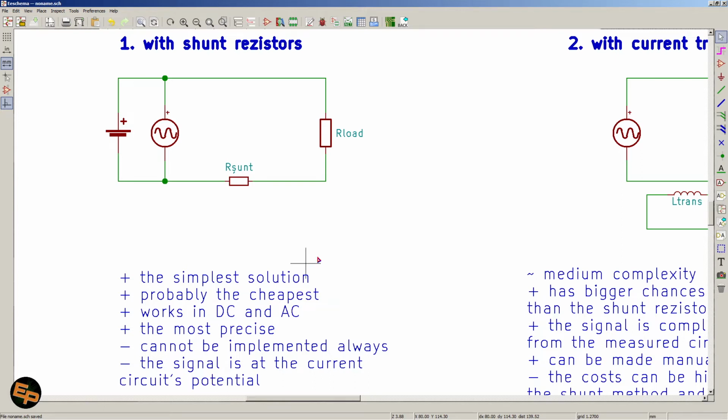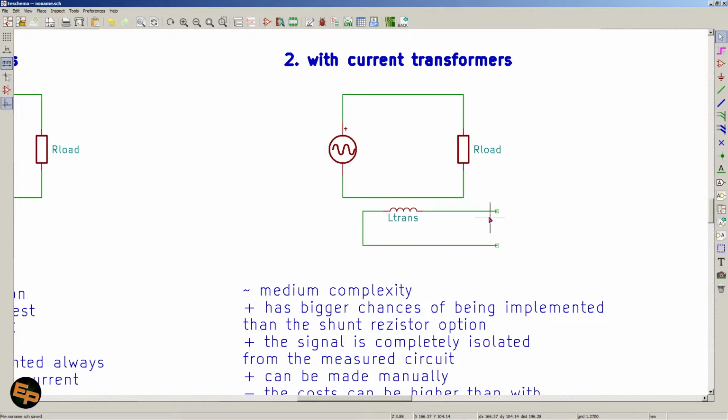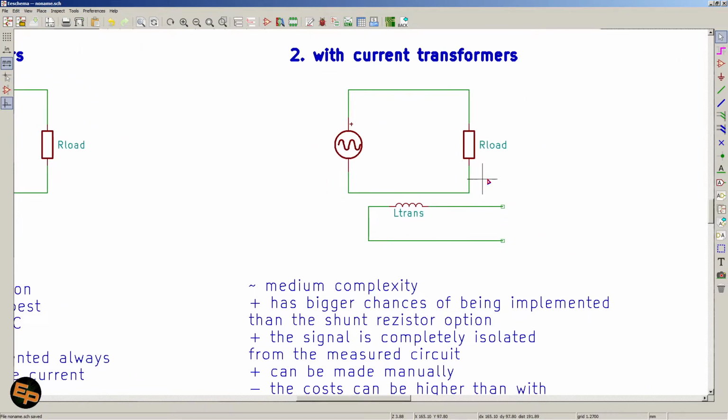So we have two other methods. The second method is with current transformers. Well, this is somewhat of a compromise solution, but it's pretty good in certain situations. Sadly, it only works in AC, it doesn't work in DC. That's why I removed the symbol for the battery here and I left only this one. We need to want to measure alternating currents, not direct currents, because a transformer does not work in direct current.